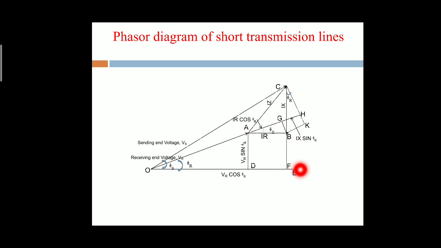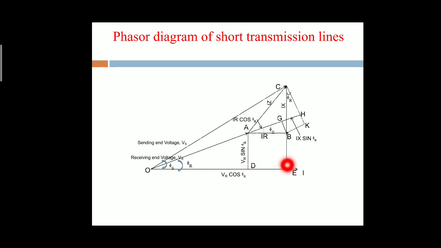And what is the notation of DF? The length of DF is equal to the length of AB, which is notated by IR, the resistive drop. Therefore, the notation of DF is IR. Therefore, OF is equal to VR cos phi r plus IR.